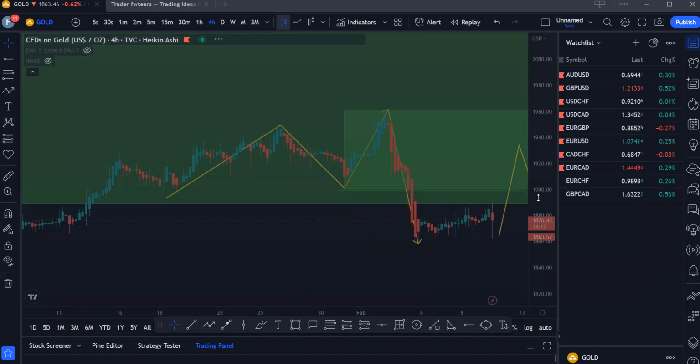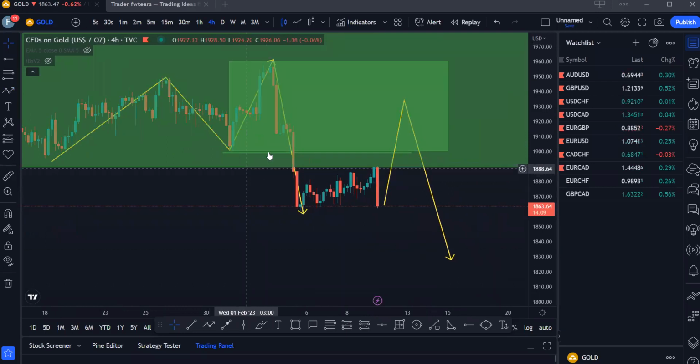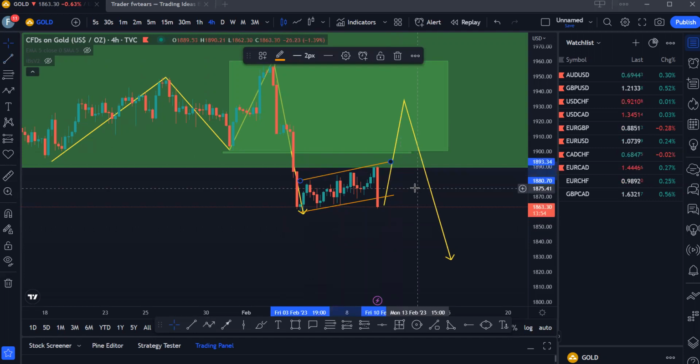Okay, so on gold right now, personally, if I'm to trade gold, I don't see an immediate setup yet. It might be quite risky to enter the market at this point because anything can happen over here. This is a market structure, and anything can happen over here.